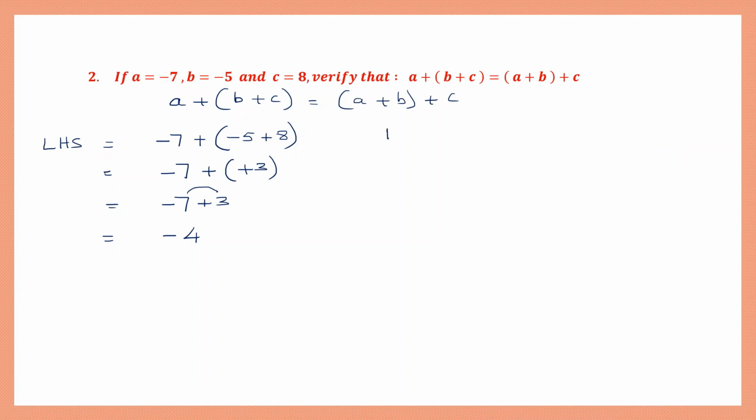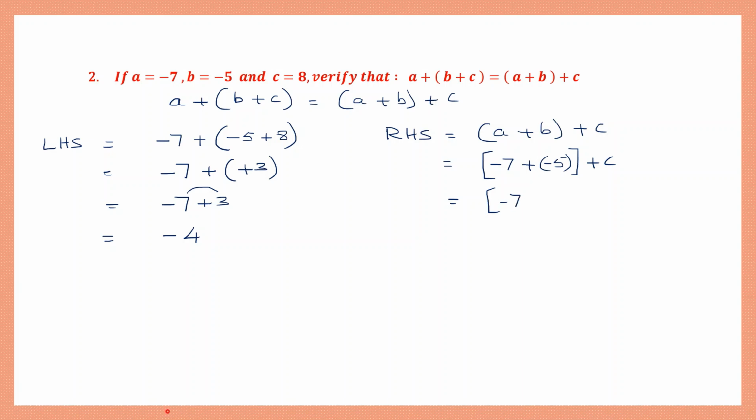Now we are going to work out the right hand side. On the right hand side, we have in brackets A plus B and then we have C. So let's substitute the values. A is equal to minus 7 plus, now B is minus 5. So that also will put within brackets. So let's make this a square bracket since we have another bracket inside. Plus C. So this will be minus 7.